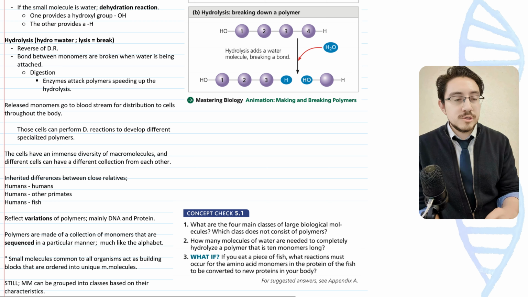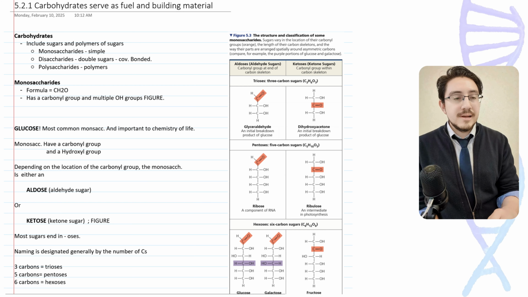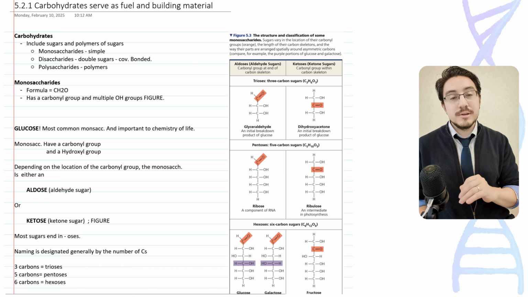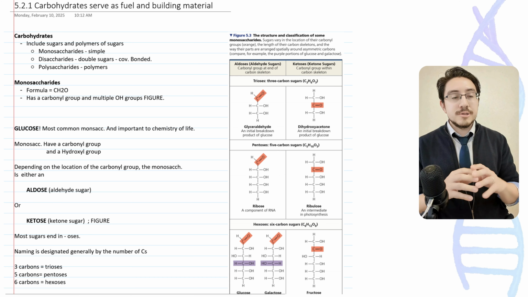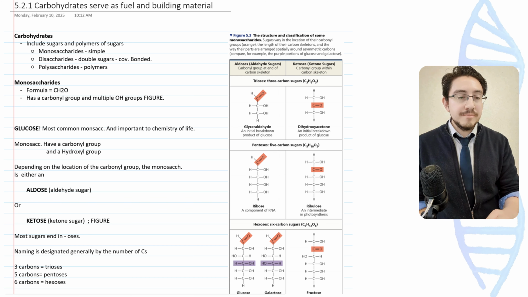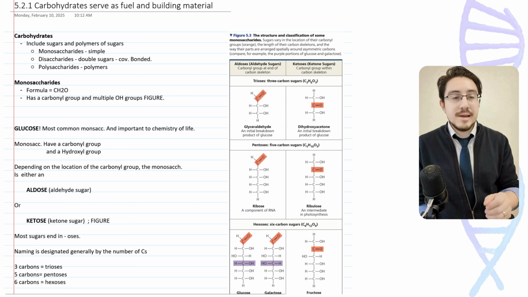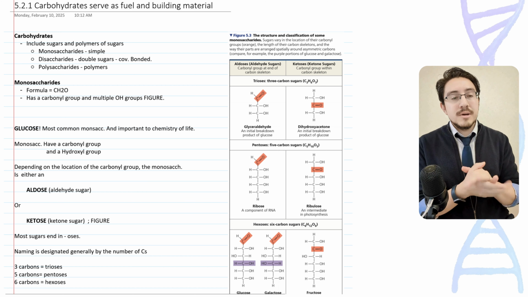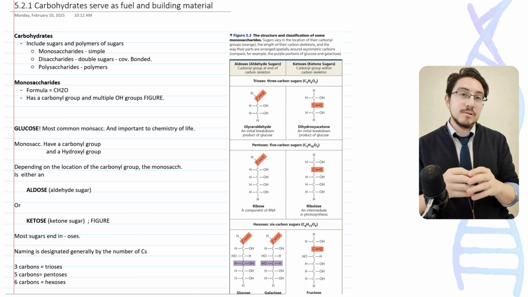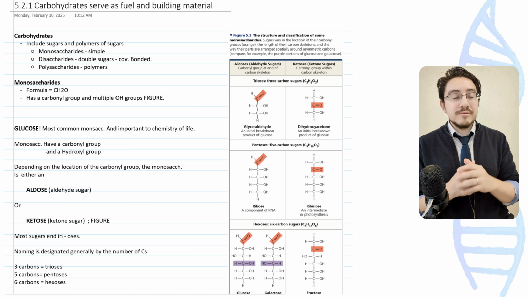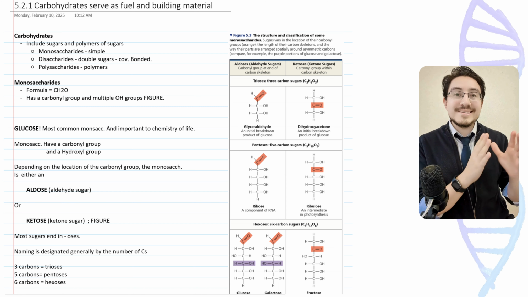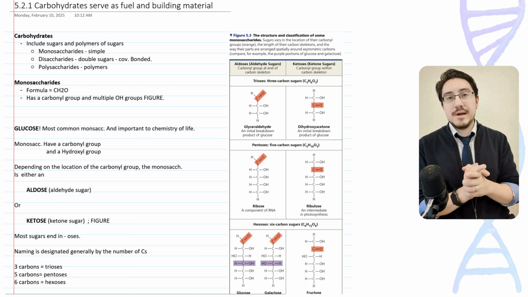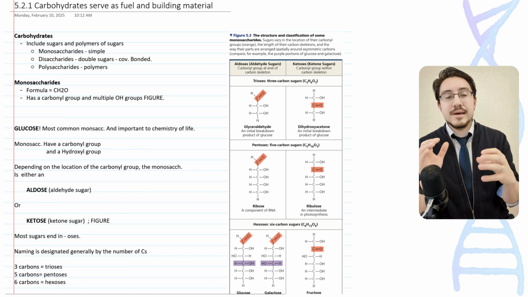Let's go to section 5.2, going into carbohydrates. So carbohydrates serve as fuel and building material. This first group that we're going to talk about essentially includes sugars and polymers of sugars. They're referred to as the carbohydrate group. When you talk about the simple sugars, this is called a monosaccharide. When you have two simple sugars together, this is referred to as a disaccharide, di meaning two. And polysaccharides refers to many, many simple sugars linked together, right?